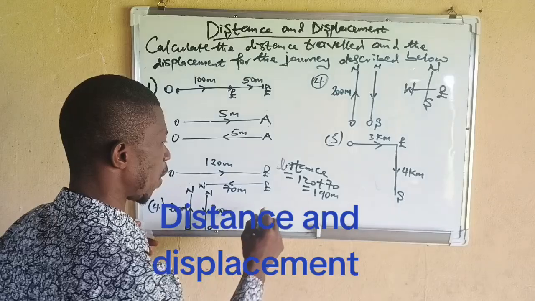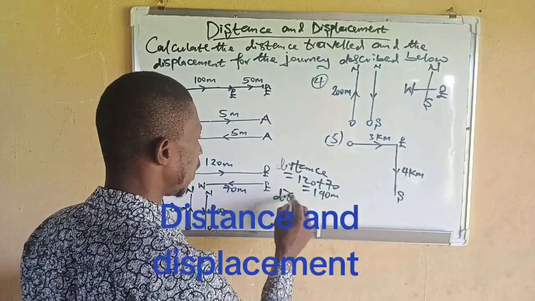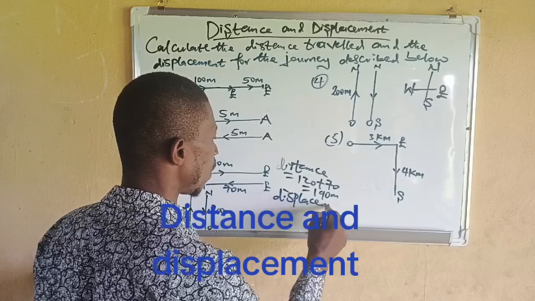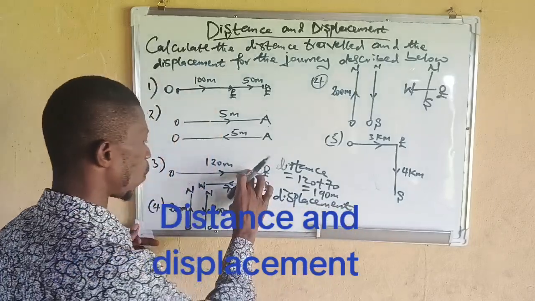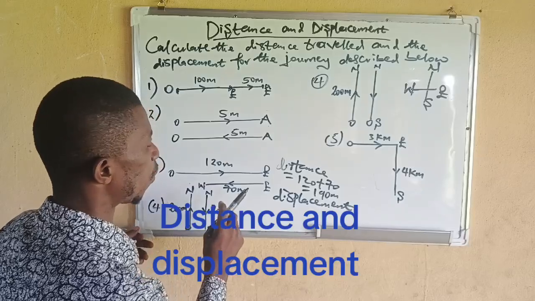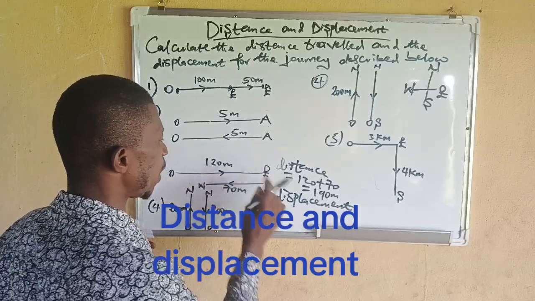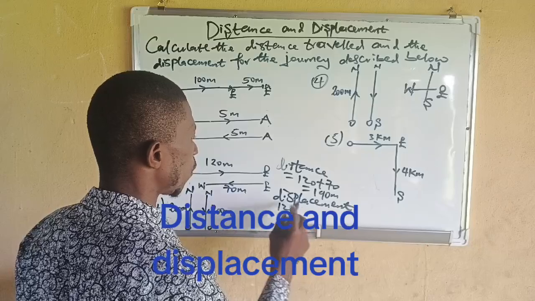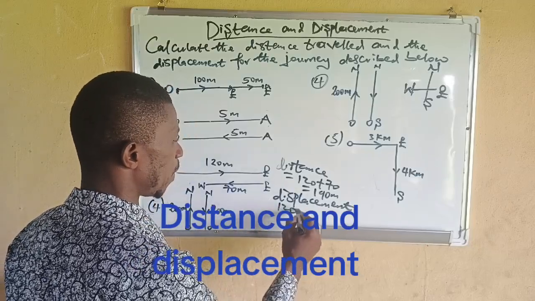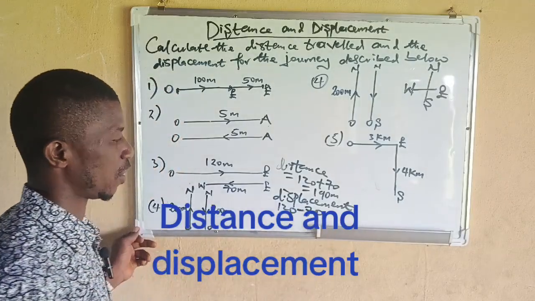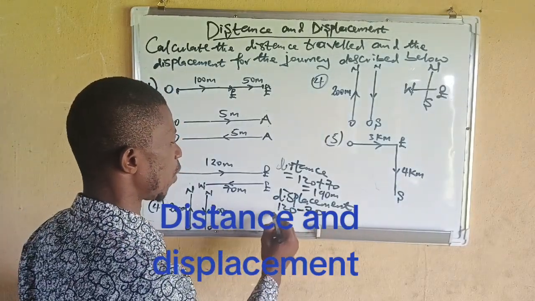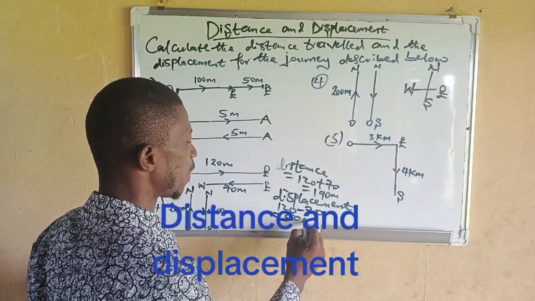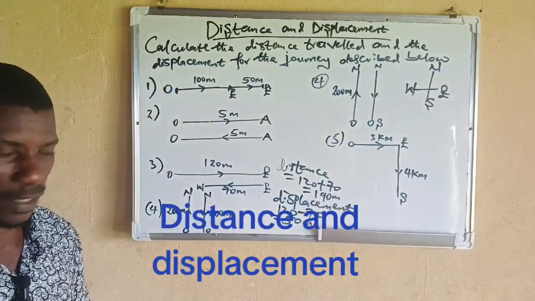Now, in this case, the displacement for this one is going to be 120, sorry, okay, yes, 120 minus 70. 120 minus 70, then you have 50. That is the displacement. You get it?